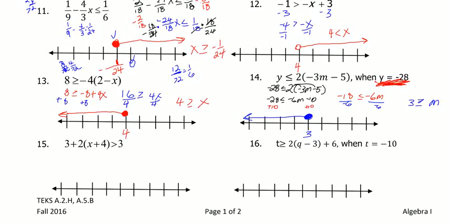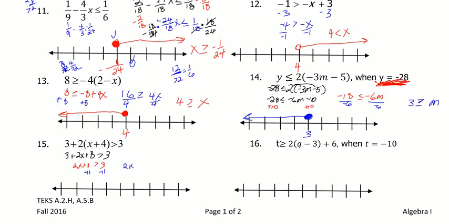And that's going to give us 3 plus 2x plus 8 greater than 3. Now we're going to combine our like terms. So that's going to be 2x plus 11 greater than 3. And now we're going to subtract 11 from both sides. And that's going to lead us to have 2x greater than negative 8.